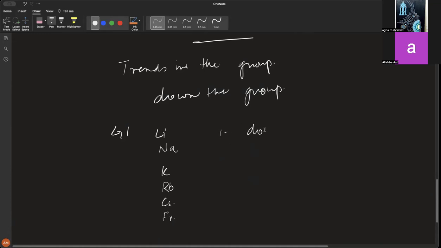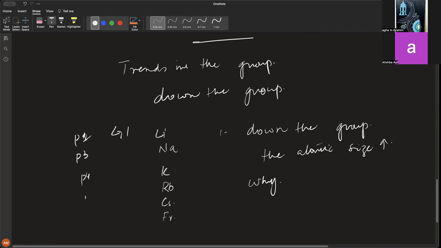Number 1, down the group, the atomic size increases, right? Why is that happening? Can anybody tell? As you go down the group, this would be period 1, period 2, period 3, period 4, period 5, period 6, period 7. If you go down the group, you see that the number of shells is increasing. So lithium will have 2 shells.